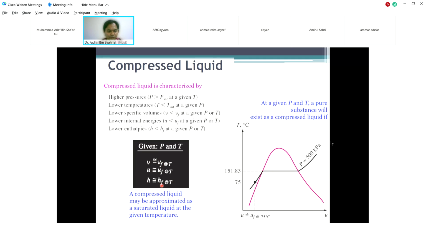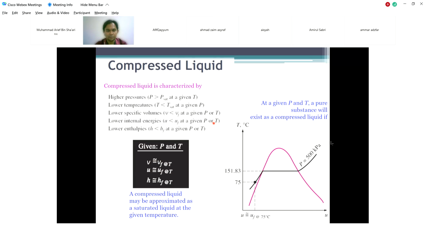This F is the value for saturated liquid. For example, for internal energy, this value of U of compressed liquid can be approximated as UF at the given 75 degrees C, even though we were told that U is lower than UF at the given T.